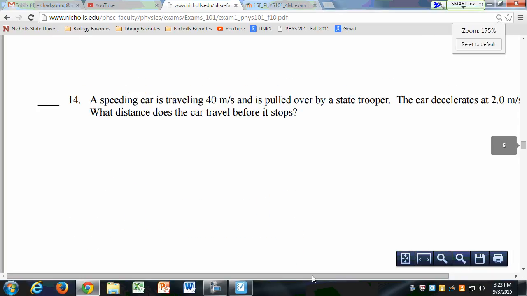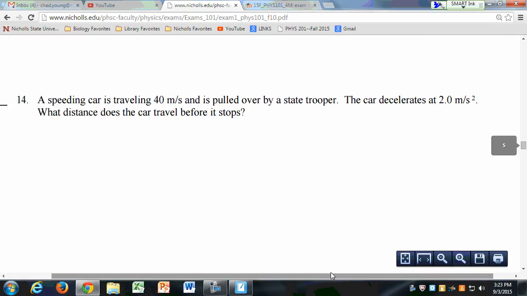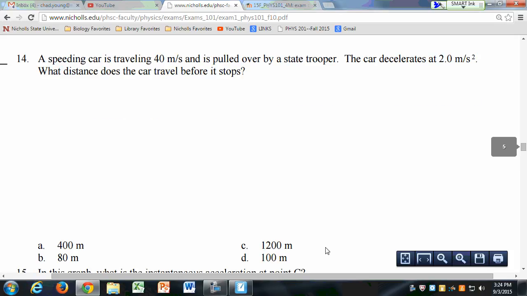A speeding car is traveling 40 meters per second and is pulled over by a state trooper. It decelerates at that rate. What distance does the car travel before it stops? Well, it's not a trivial problem because we actually don't have the time. We have a couple of different unknowns. So let's write down everything that we know.